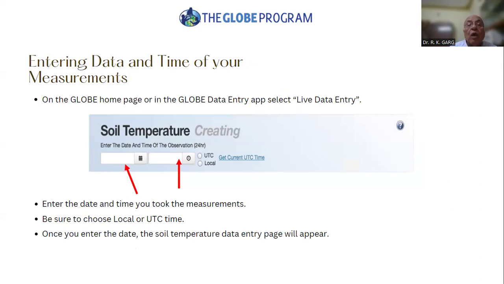For soil temperature, you have to write the local time or universal time. I think you all know universal time is what you call Greenwich Mean Time. And in India, Greenwich Mean Time is 5 hours 30 minutes away from Indian time. So enter the time at which you have taken the data in the GLOBE site. Once you have entered the date and the soil temperature data, then the entry page will appear. Next, please.